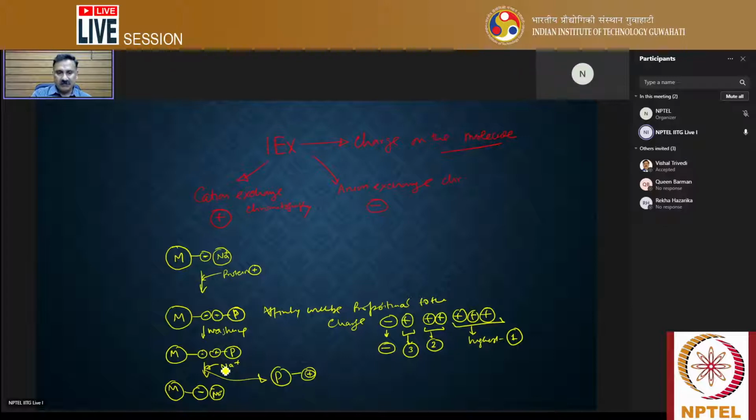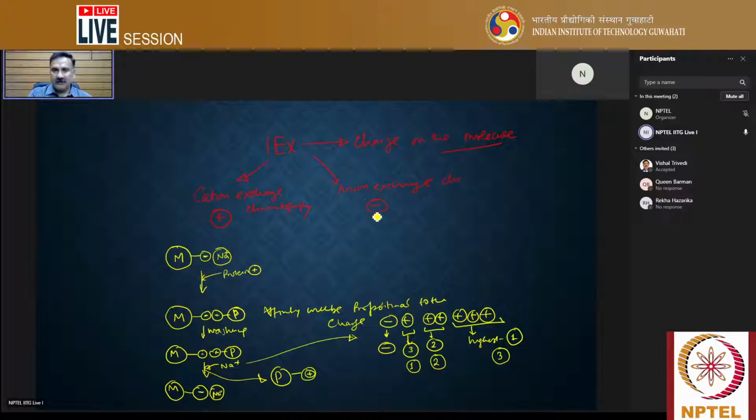This displacement is also based on the affinity. The one with the lowest affinity is going to be displaced first, this one is going to be displaced second, and this is going to be displaced later, third. So this is going to be eluted at the end. And that's how all the proteins are going to be separated.